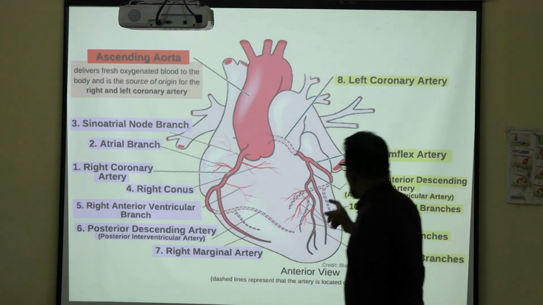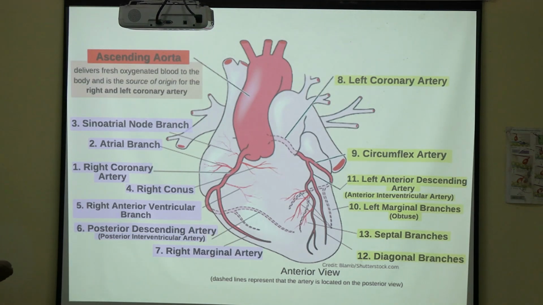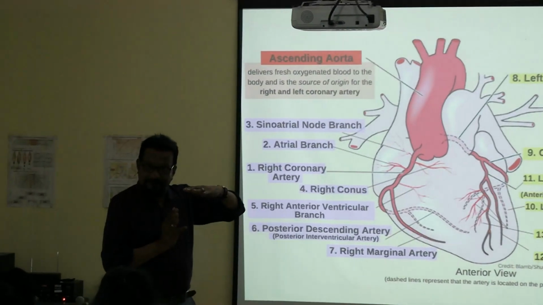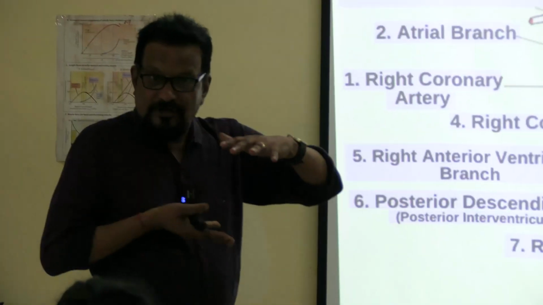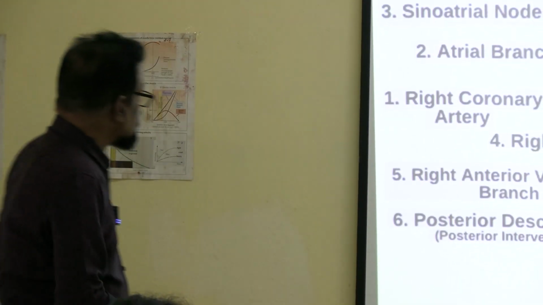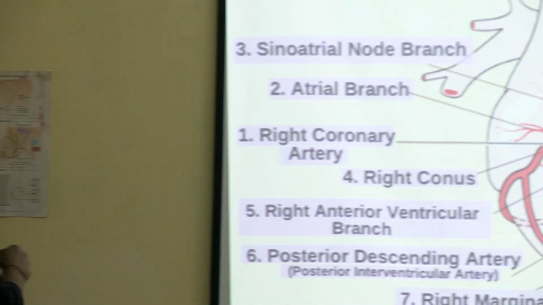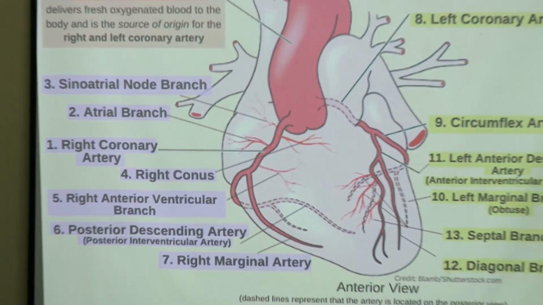So this PDA, and this is the right marginal branch. It passes along the margin, the anterior posterior margin of the ventricles. Then it will go backward, and there it will form the PDA. Okay.